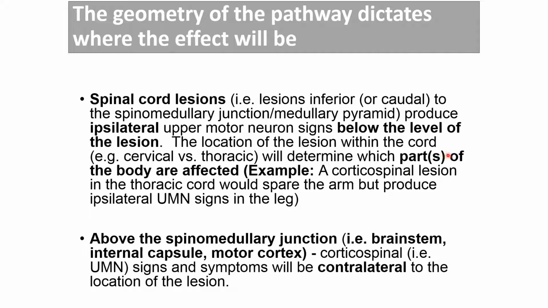And the location of the lesion, whether it's in the cervical or thoracic cord, will determine which part of the body is affected. So if the corticospinal tract lesion is in the thoracic cord, then the arm is spared because it's controlled from the cortex, but it would produce ipsilateral upper motor neuron lesion signs in the leg. That is a spastic paralysis of the leg with increased tone over time.